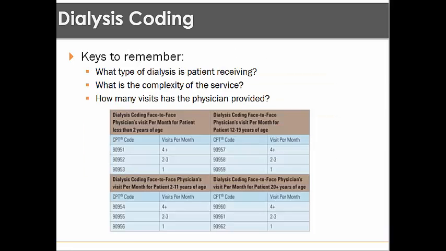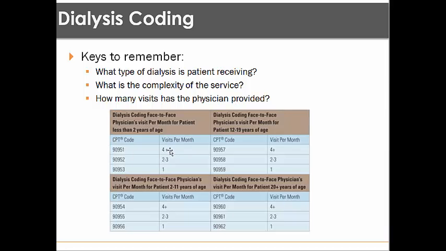Now, here are just a few keys to remember for dialysis coding. What type of dialysis is the patient receiving? What is the complexity of the service? How many visits has the physician provided? And here's a small graph that shows the dialysis coding, face-to-face physician visits per month for a patient less than 2 years of age. These would be the CPT codes.